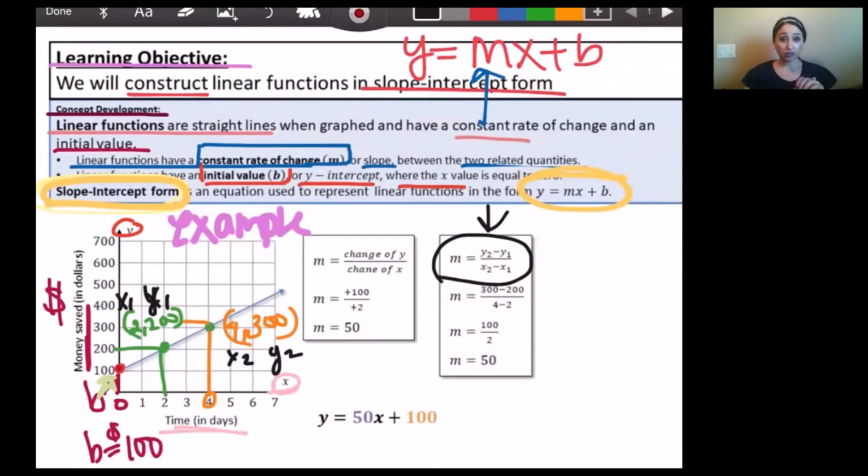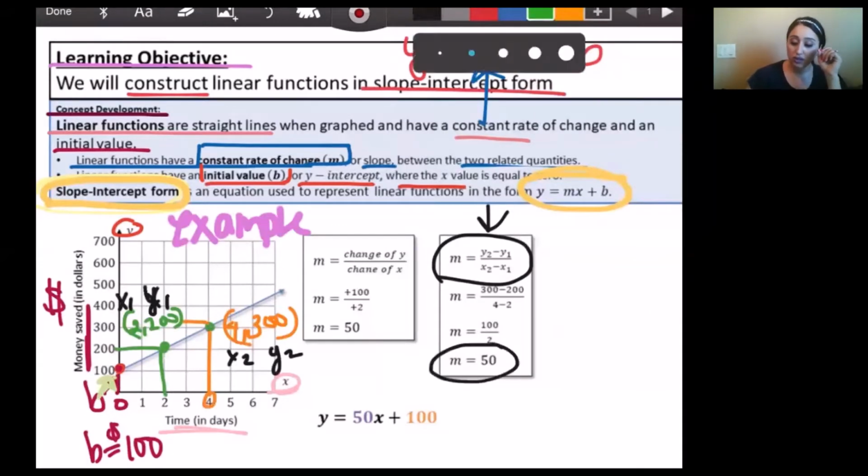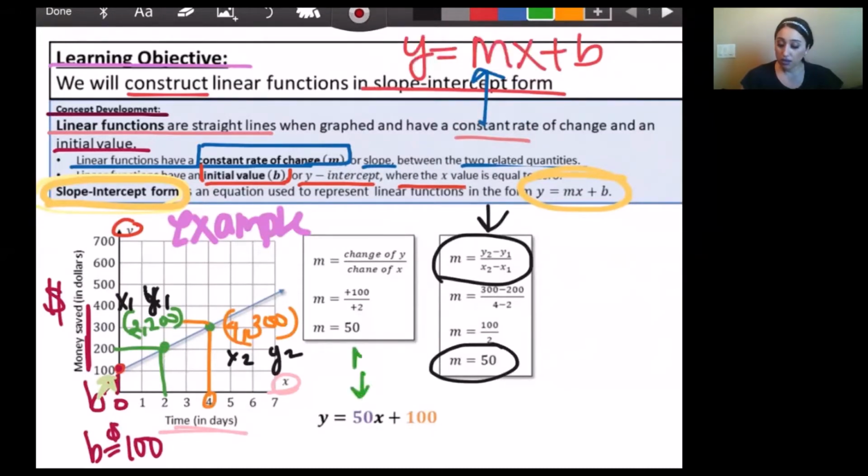If you got it, great. After I finish doing that and I sub it into each specific part, I have my rate of change is 50. So m equals 50, and I'm going to sub it into the m spot, and I have b is 100. Now I constructed back into the equation or back into slope-intercept form.